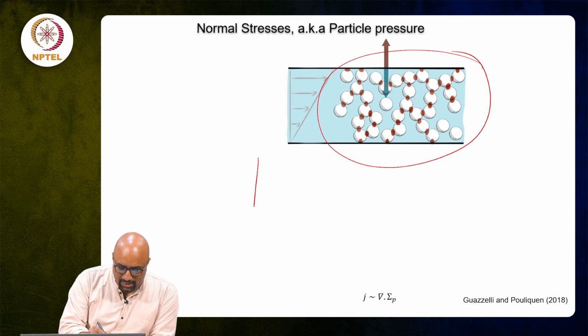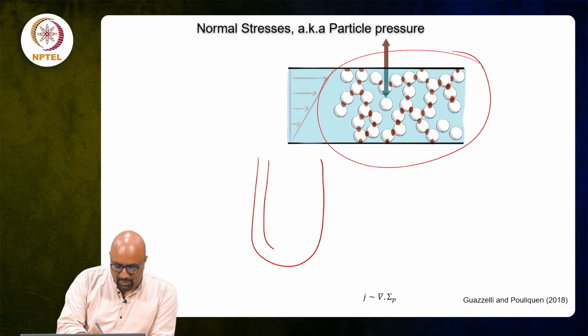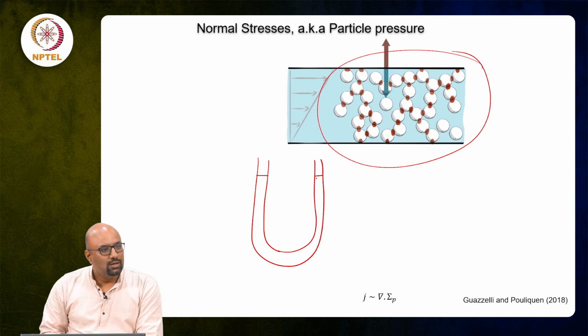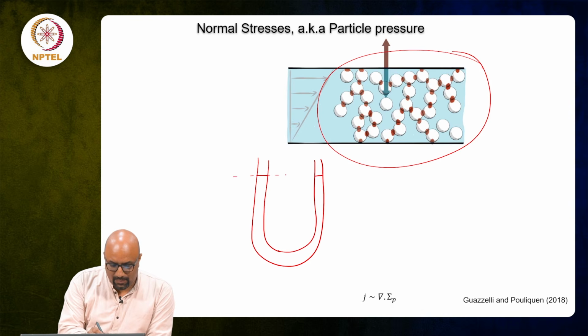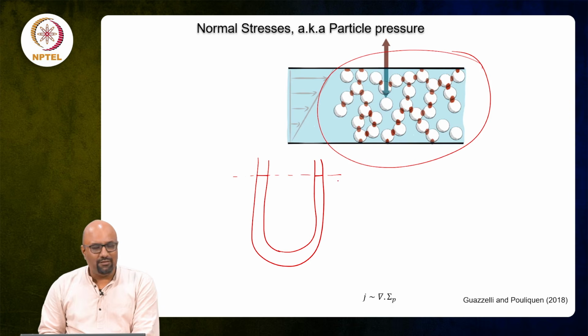If you have a U-shaped manometer, if you have a solution, the free surface level would coincide. We all know that, right? In a hydrostatic state, it should coincide.